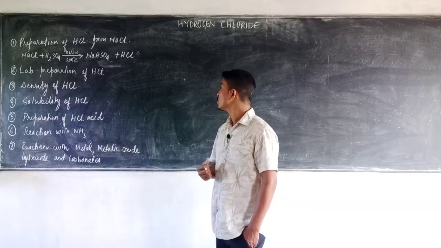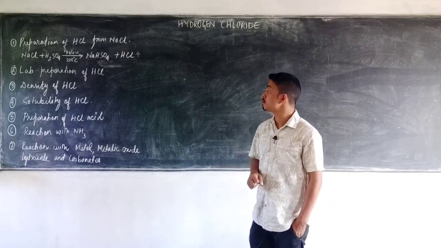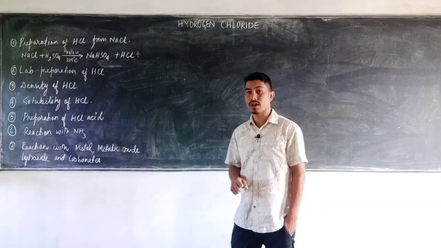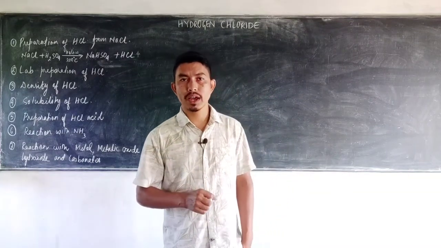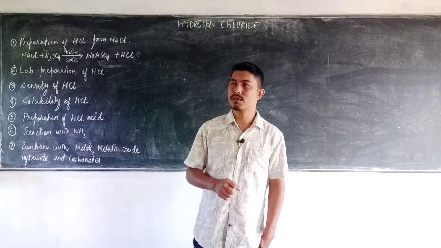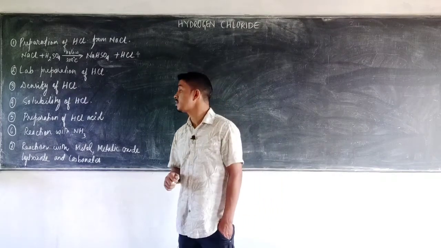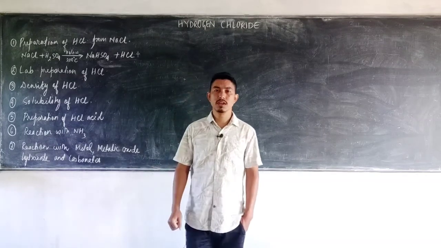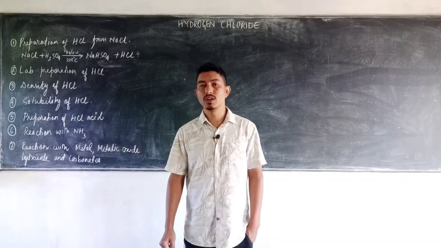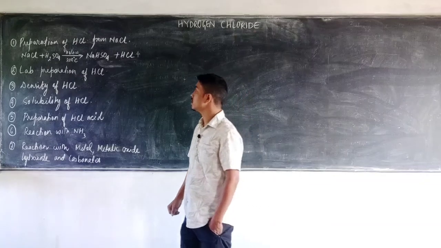So in today's class we will be learning the first chapter of the study of compound, that is hydrogen chloride. We will also be learning in this chapter how hydrochloric acid is prepared from this hydrogen chloride gas. So to begin with the first topic, the preparation of HCl using a sodium chloride crystal. The reaction is very simple, I have written here as well.